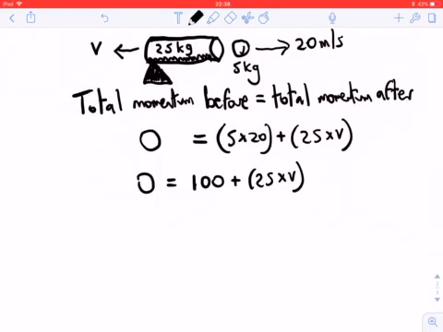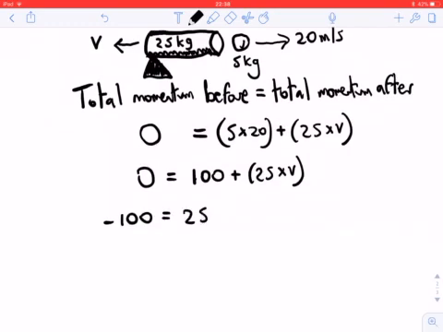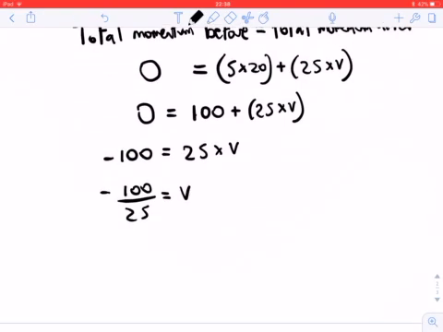How are we going to solve that? Well, let's subtract 100 from both sides of the equation. So I'll have minus 100 on the left, and if I subtract 100 on the right, I'm just left with 25 times v. Now I can divide both sides by 25. 100 over 25 is 4, and there's a minus sign. So v will be equal to minus 4 meters per second.